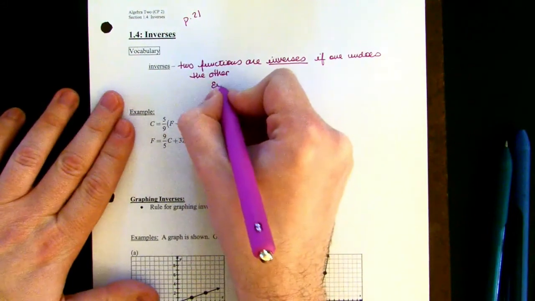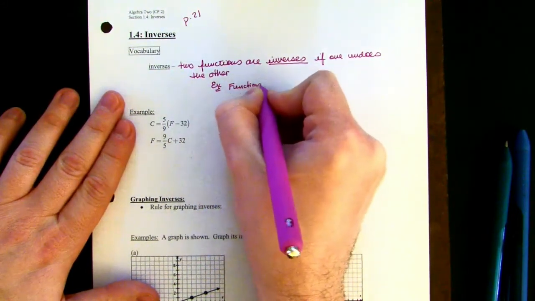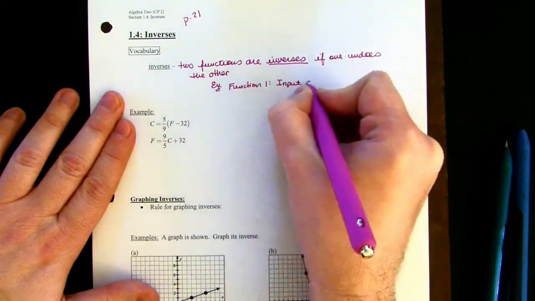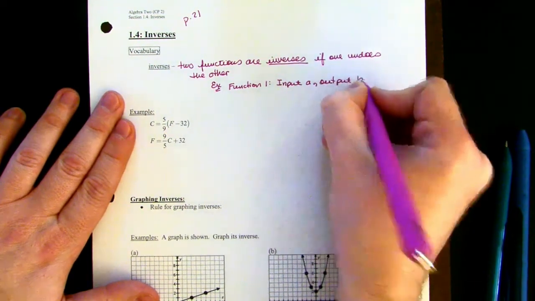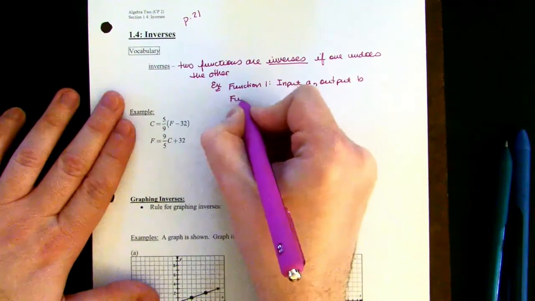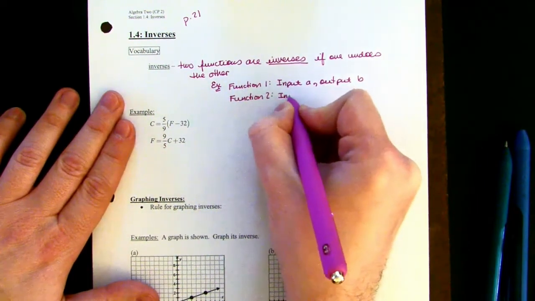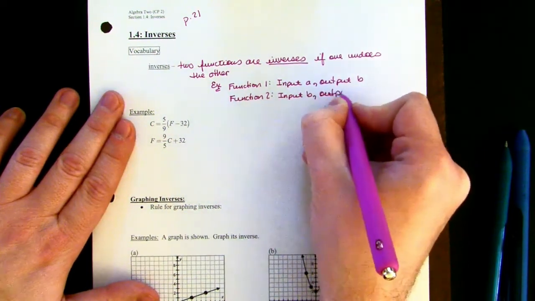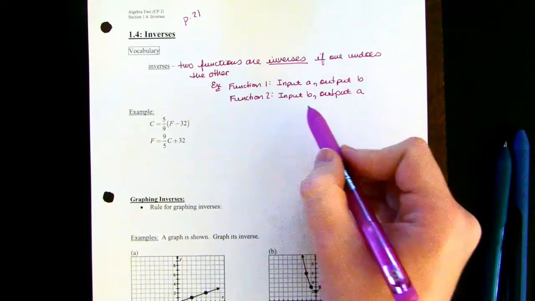For example, function 1 might input A and output B. If function 2 is the inverse, function 2 will input B and will output A. They do the opposite of each other. You input A, you output B. Here you input B, you output A.